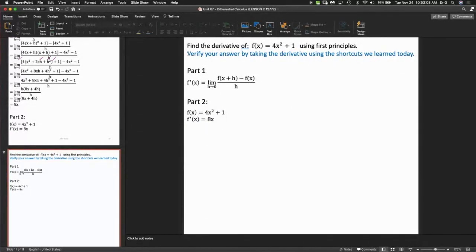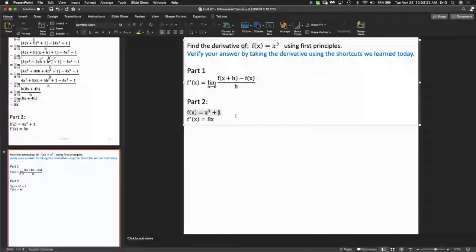I'm not going to ask you to verify. I mean, verifying is easy for this one. The question is this. X cubed. I'll just put the answer first. What's the answer here? What's the derivative of x cubed? Anybody quickly? That's an easy one. What's the shortcut answer?